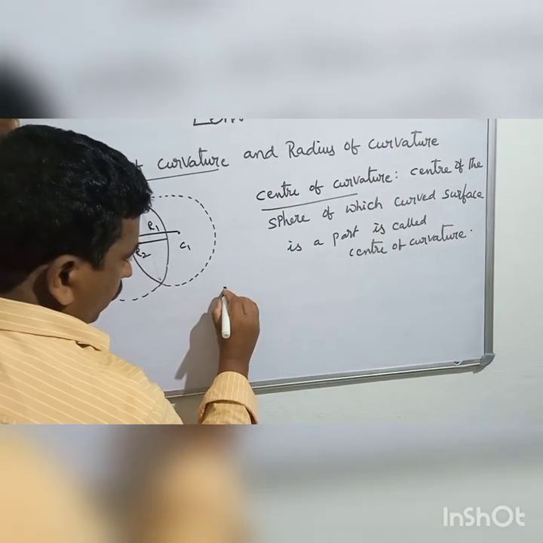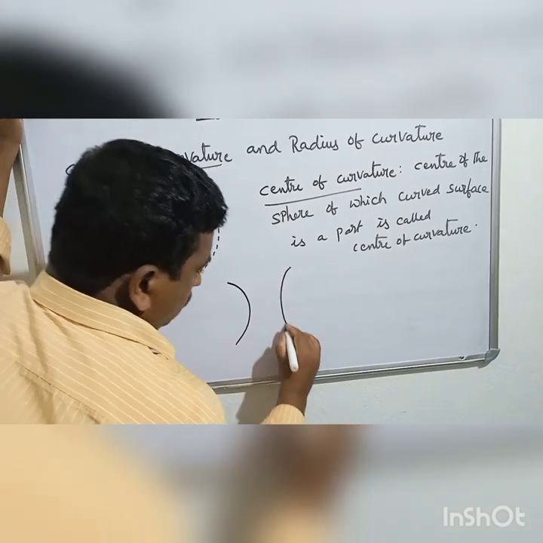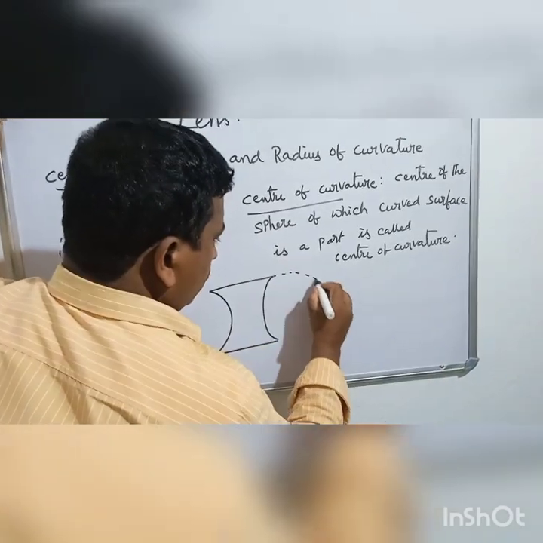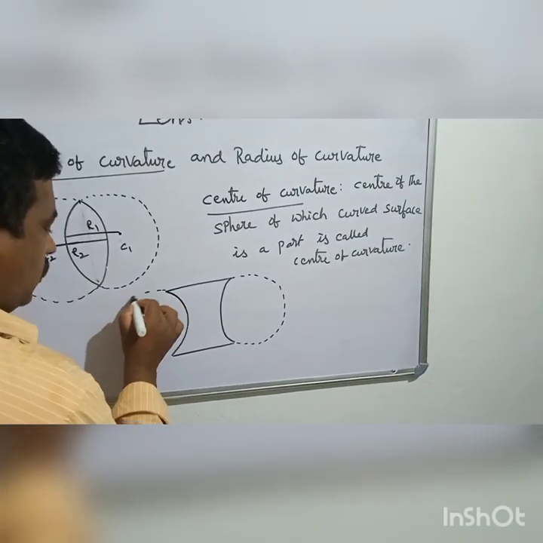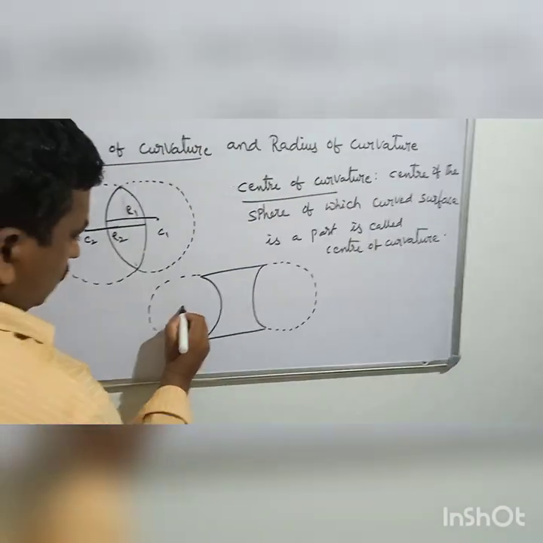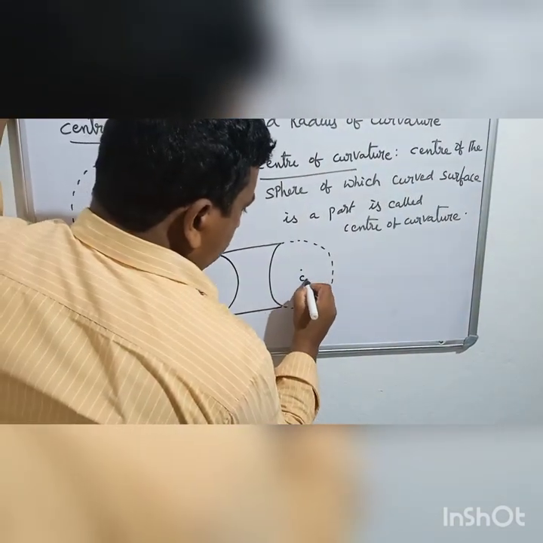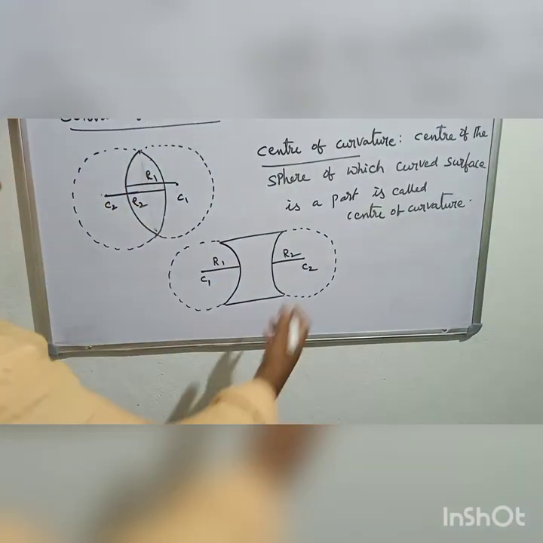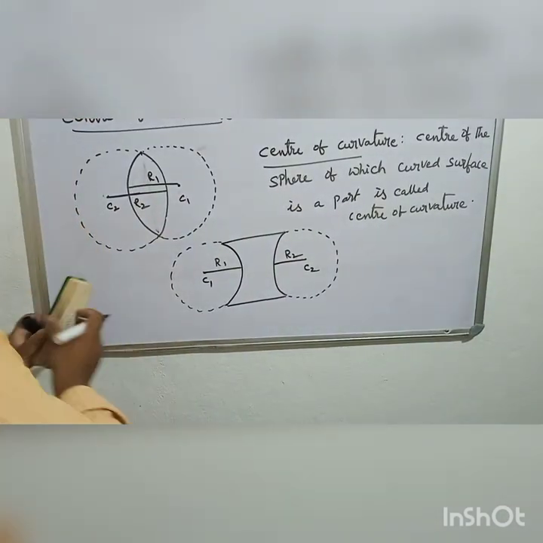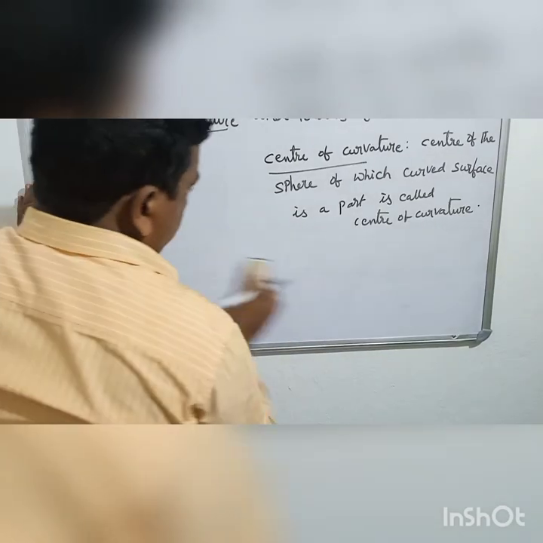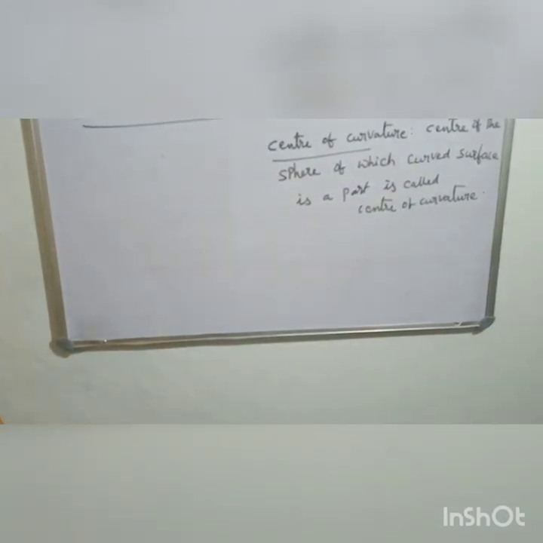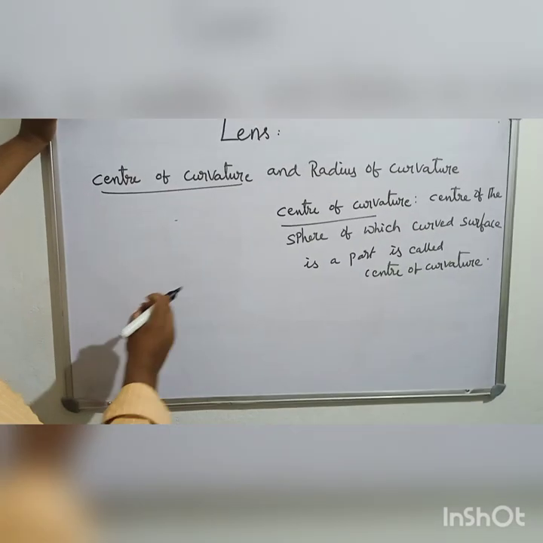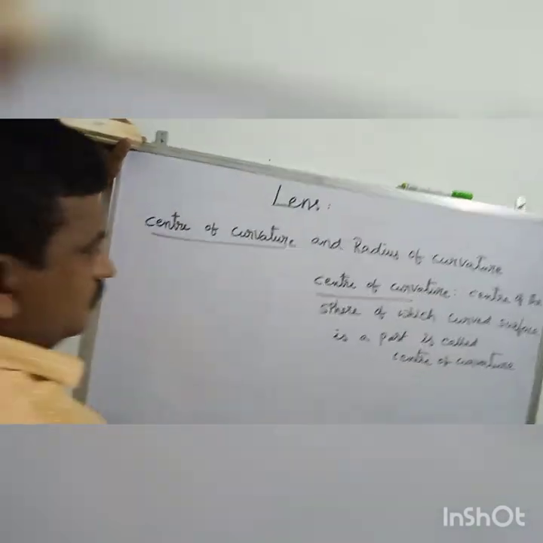For example, see the concave lens. This is the concave. It will be extended like this, so we can see that this is one sphere. It is also extended, this is also one sphere. Here, this is the C1 center, this is the C2 center. Center to this surface is called radius of curvature R1, and radius of curvature R2 for this sphere. The center of the sphere of which the curved surface is a part is called the center of curvature. The distance between the center and the curved surface is called the radius of curvature.